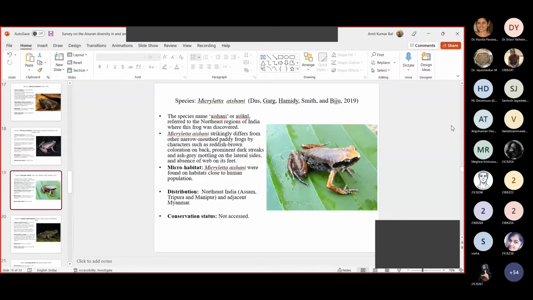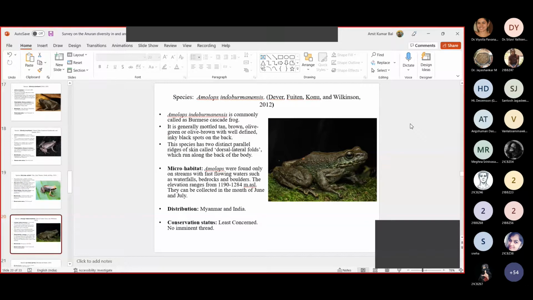Next, we have the Microhyla aishani, named after the northeast region of India. It is strikingly different from other narrow-mouthed paddy frogs by characters such as reddish-brown coloration on the back, prominent dark streaks and ash-gray mottling on the lateral sides, and the absence of webs on its feet. These frogs were encountered near human settlements. Their distribution included northeast India and adjacent Myanmar.